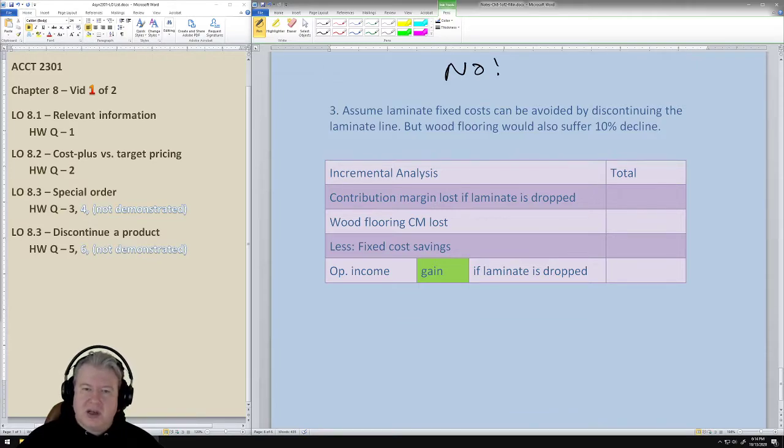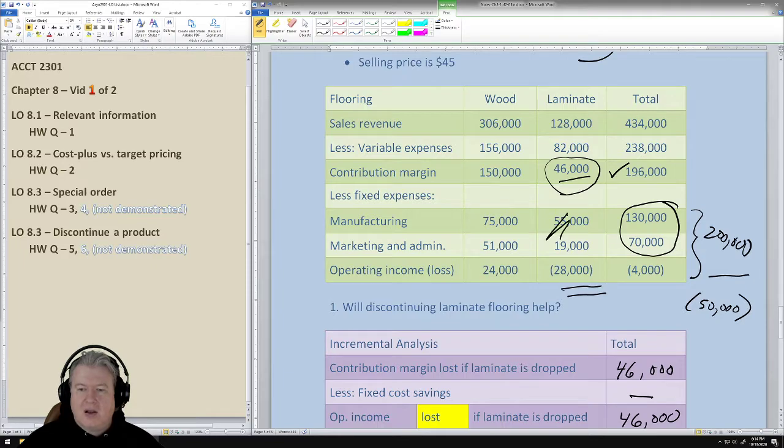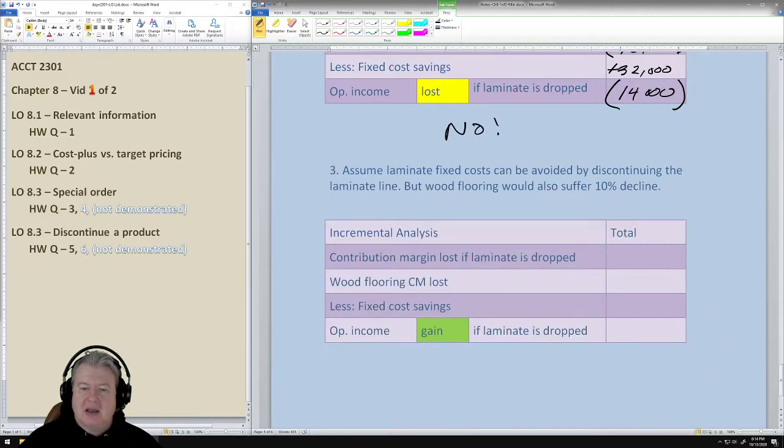Now we've got a third scenario. Assume laminate fixed costs can be avoided altogether. So what they're saying is all of these can go away. Well, okay, maybe yes. But there is a penalty. There is an added effect. Because we're not selling both lines, the wood flooring line would also suffer a 10% decline. So we would lose 46 here because we'd lose that margin.